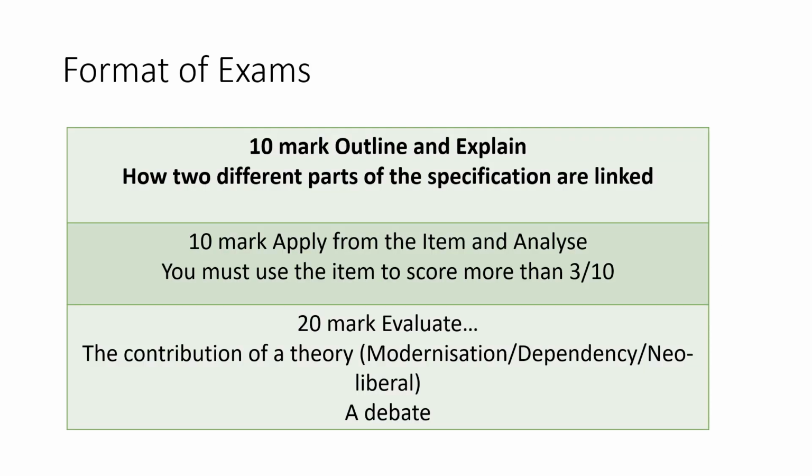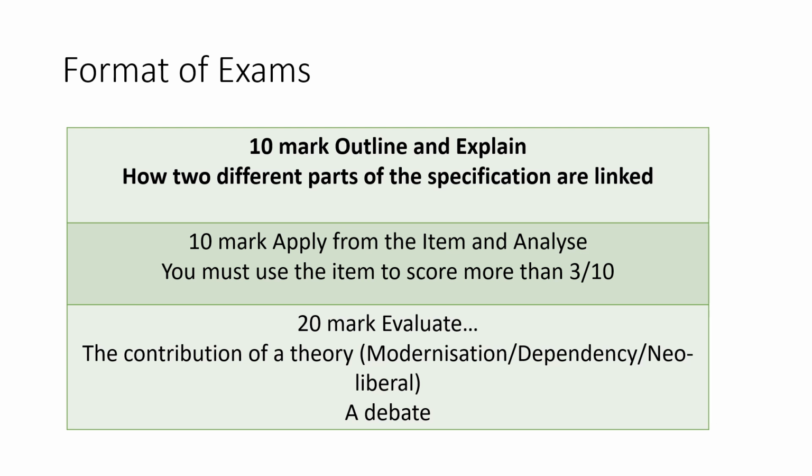Okay, so we're going to look at the format of the exams. The first question you will get on section B2, which is global development, is a 10-mark outline and explain. It will show how 2 different parts of the specification are linked. So, for example, one part of the specification could be the role of transnational corporations and then how that impacts on employment. You could get one, I think has been asked already, about aid and about gender differences. So it's 2 different spec points and how they are linked. You've got to make the links between those.